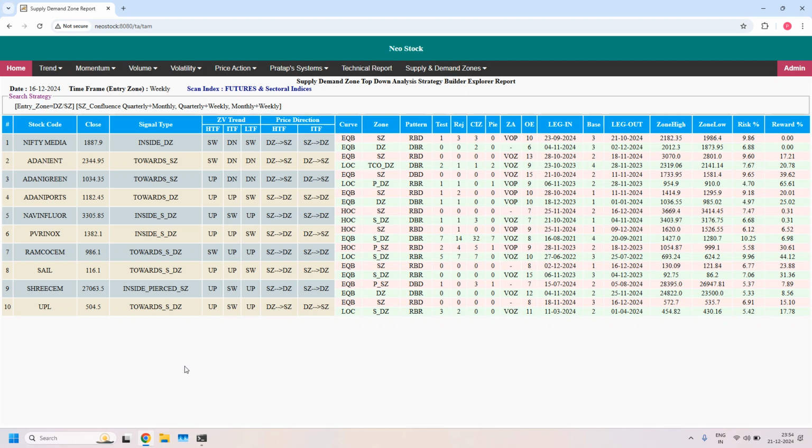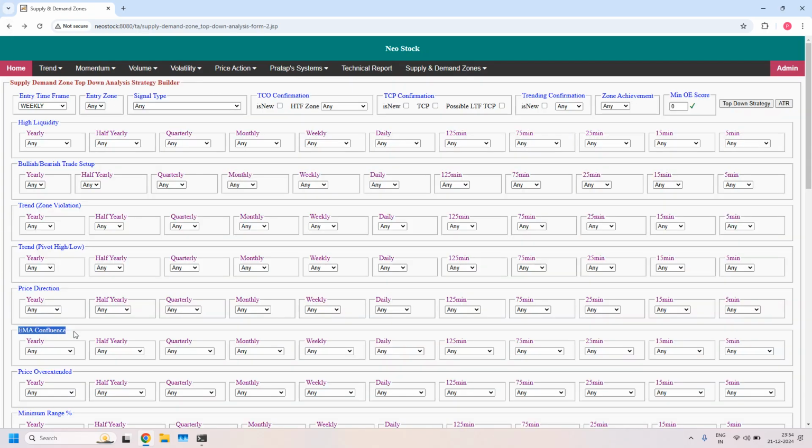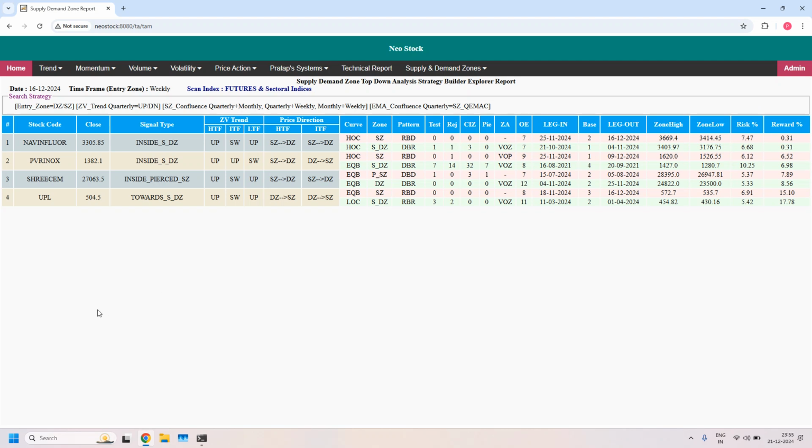Out of these 10, how many of these quarterly zones are having quarterly EMA confluence? Let us filter in the EMA confluence at quarterly time frame. Why quarterly? Because weekly zone is part of monthly, both together part of quarterly. That's why we are looking into quarterly supply zone with quarterly EMA confluence, and the trend on quarterly time frame should not be sideways. That means it can be up or down. See, still we got 4 stocks. These are the high probability setup related. That way we can understand.